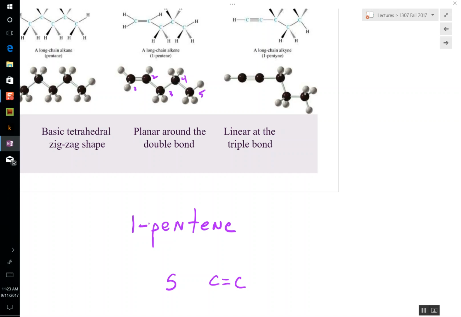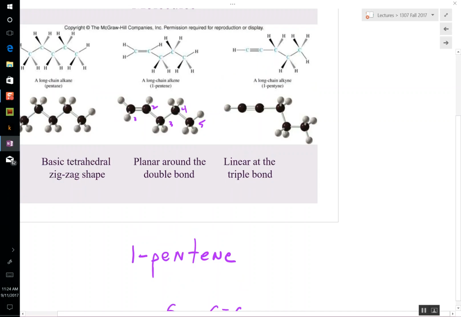Follow me? So that is 1-pentene, and this is actually 2-pentene. 1, 2, 3, 4, 5. It's not, look at this, 1, 2, 3. It's not 3-pentene. It's 2-pentene. So we're going to start counting from the end that gets us to the double bond the quickest, and then we're going to just put the number for the first carbon in that double bond.